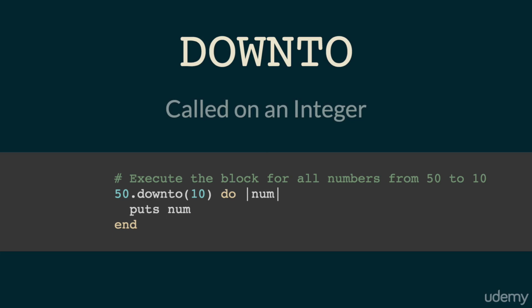The opposite method of upto is of course downto. If we want to count down in numbers, this allows us to say do a countdown timer.